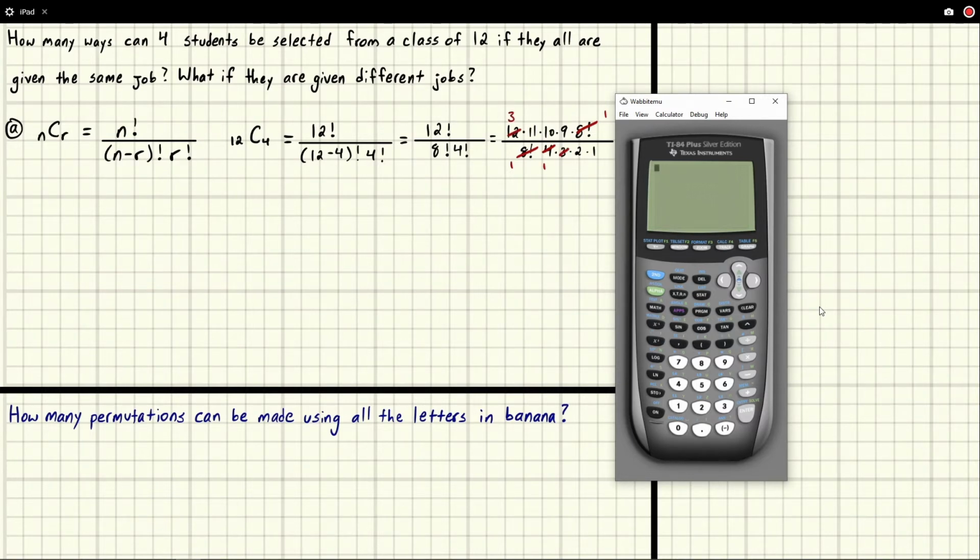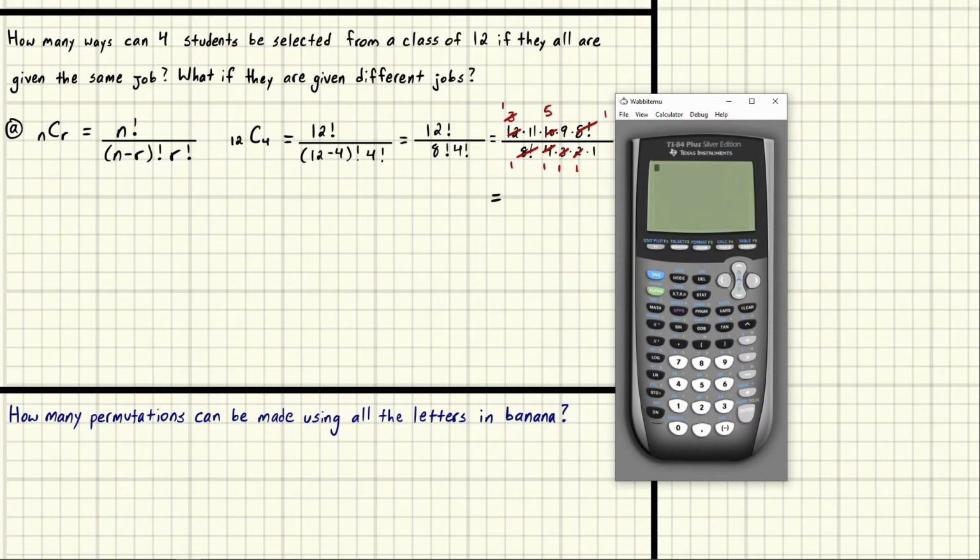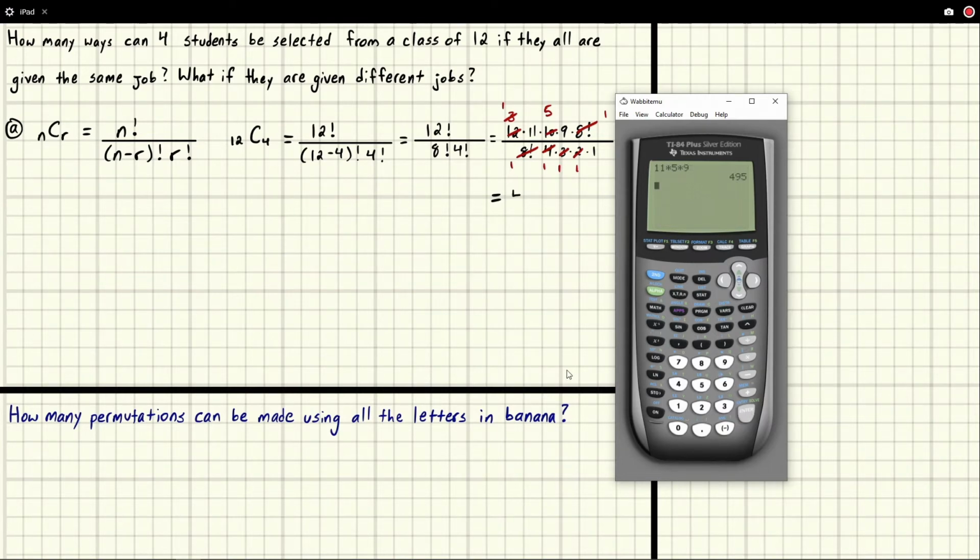This 3 can simplify with that 3. This becomes a 1, and this becomes a 1. This 2 can simplify with this 10. And so we're left with just 11 times 5 times 9, because on the bottom is 1, and anything divided by 1 is itself. So doing this, we get 11 times 5 times 9, and we get 495 ways.